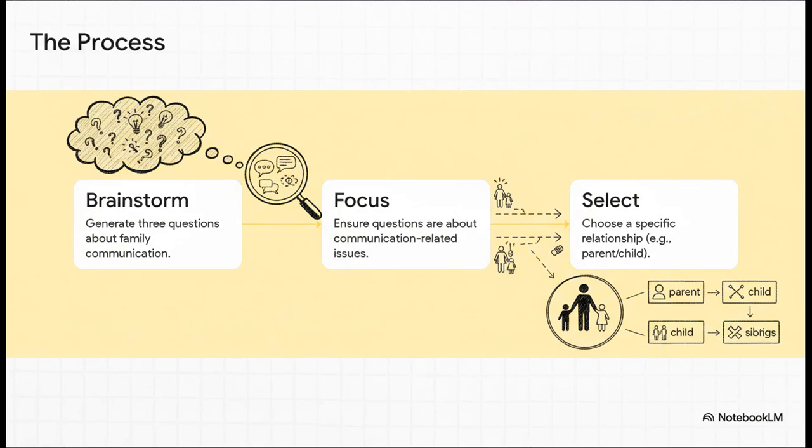The whole process is broken down into these really clear, simple steps. First, just brainstorm, get some ideas out. Then, and this is crucial, you narrow your focus specifically to communication, not just general feelings, but the actual acts of communicating. And finally, you pick one specific relationship to look at, like a parent and child or siblings. This structure turns this huge, wide-open field into a manageable place to start.